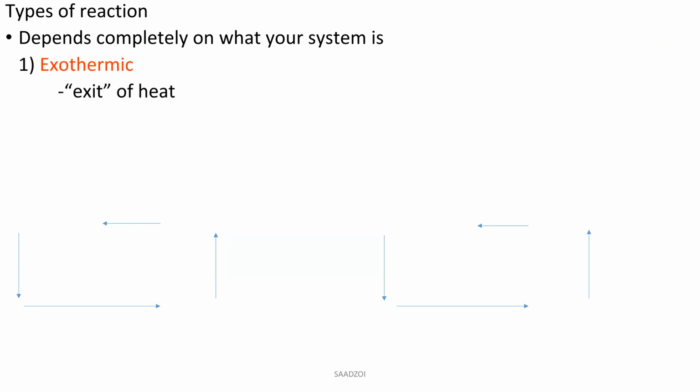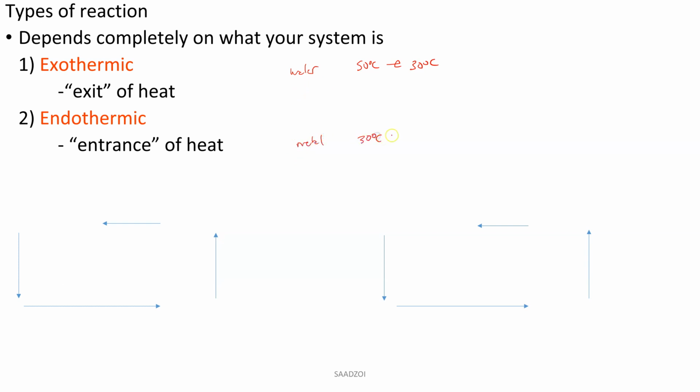Exothermic means exit of heat. So, what's an example of exothermic? Your water is cooling down. So, the temperature of your water goes from 50 degrees Celsius to 30 degrees Celsius. It lost energy, right? That's exothermic. It's losing energy. The other variation is endothermic. Endothermic is you're absorbing energy. So, what's an example? Your metal is going from 30 degrees Celsius to 60 degrees Celsius. It's absorbing energy. So, entrance of heat. Exit, losing, so you see a decrease in temperature. Entrance, you're absorbing, so you see an increase in temperature.